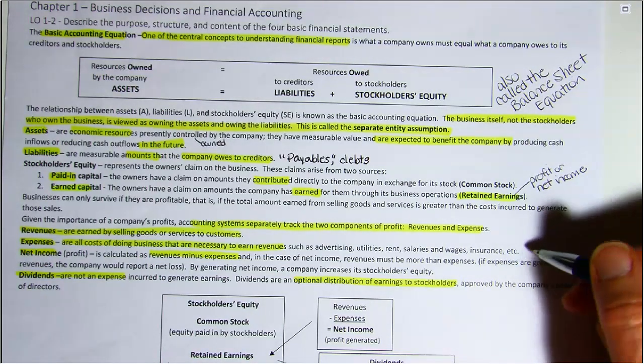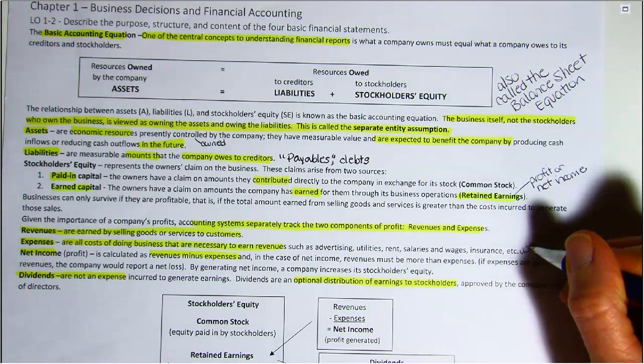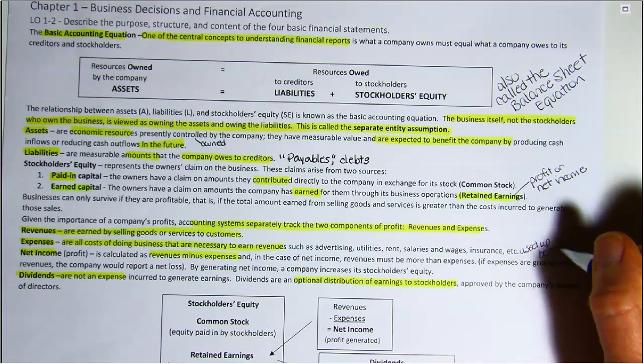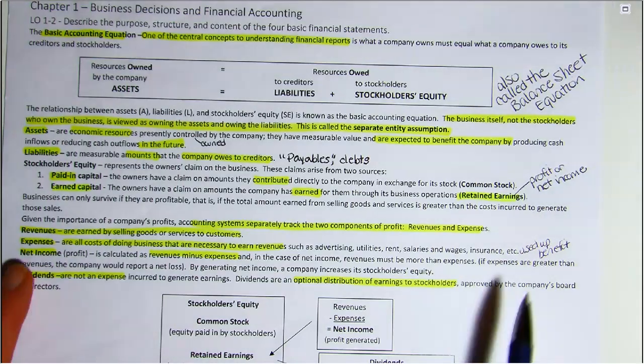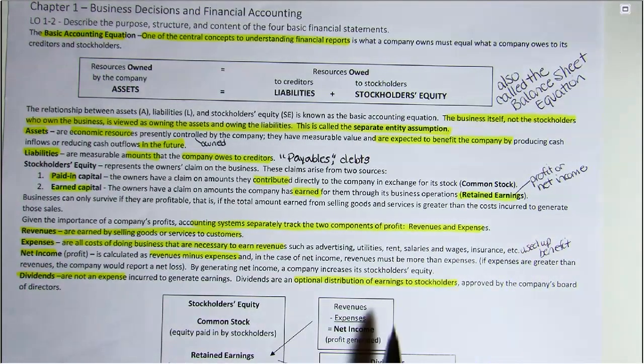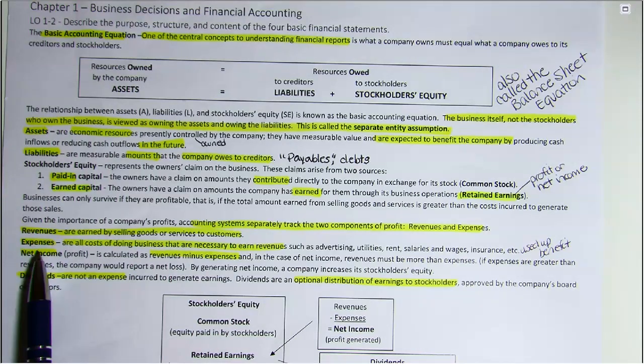Expenses are used up benefits. Remember, assets provide a future benefit. Expenses means you receive the benefit. You used it up. You used up the utilities, the light and the heat. You used up the labor of your employees, so it's called wages expense. You used up insurance, so it's called insurance expense. So assets provide future benefits. Expenses, you've already received the benefit.